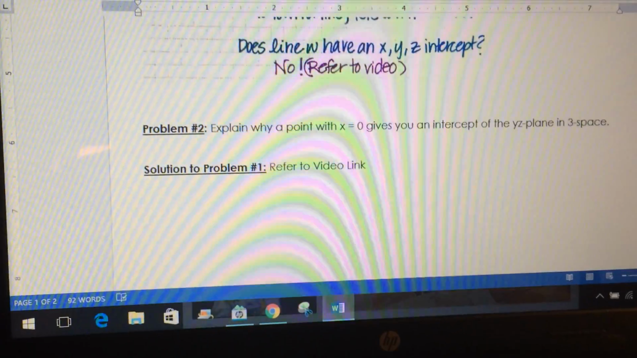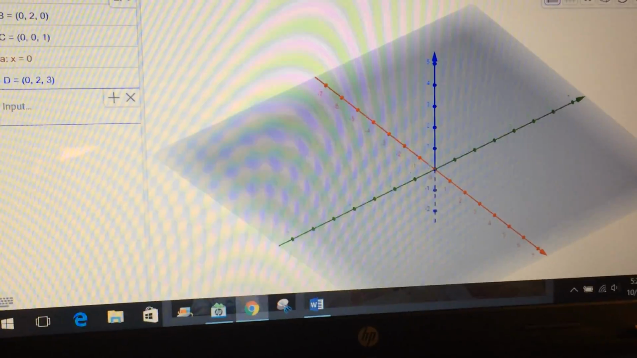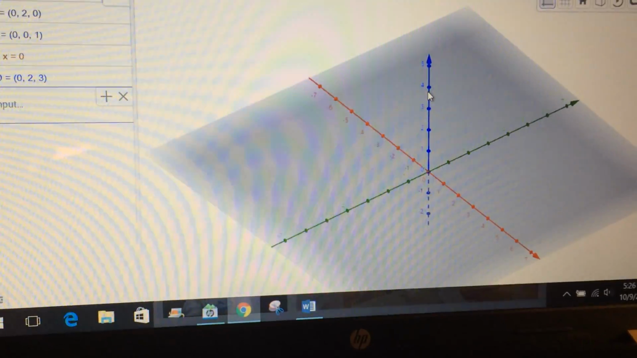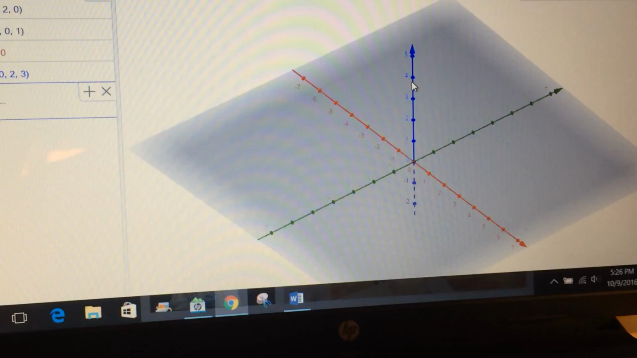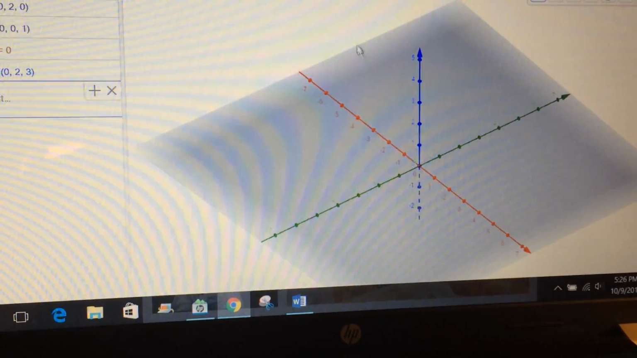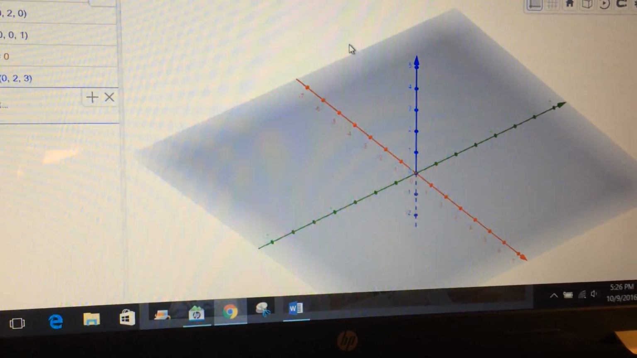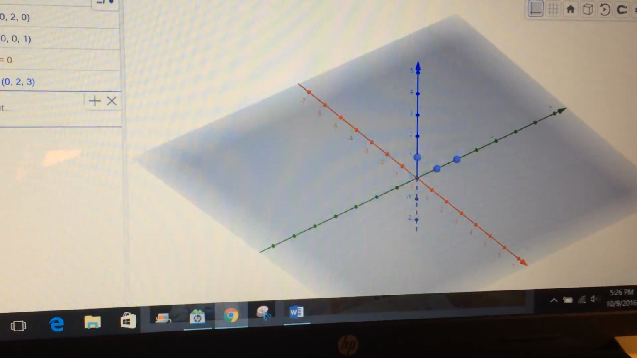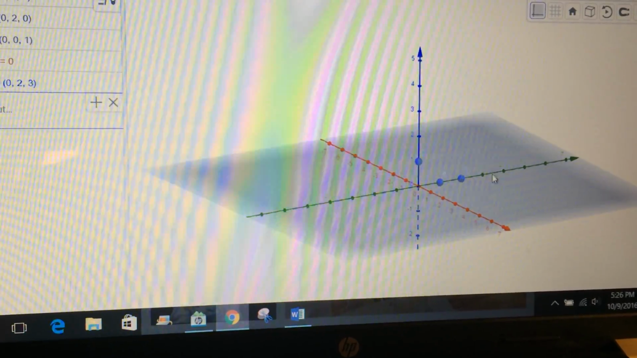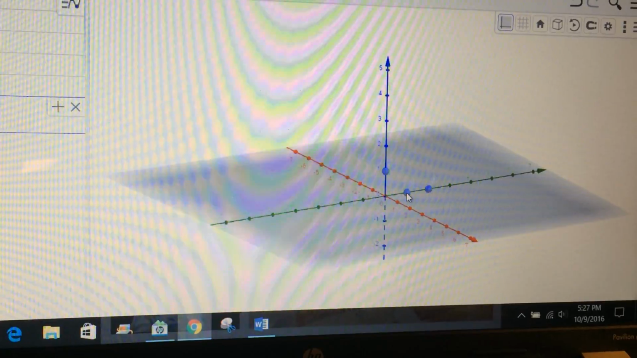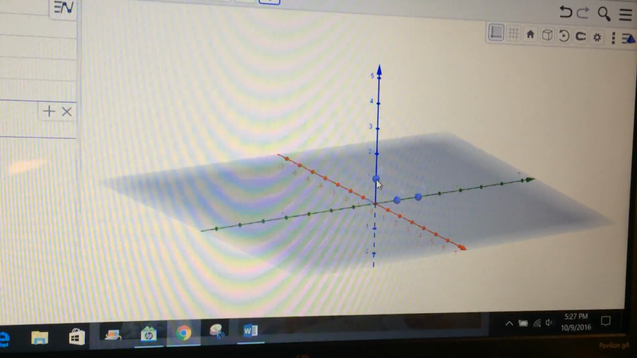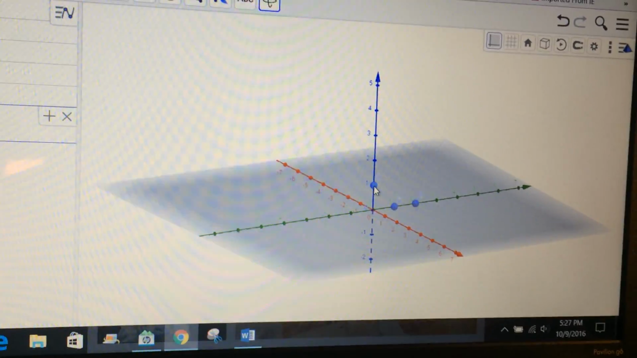So I'm going to switch over to GeoGebra to represent this. I've got just the standard XYZ plane shown, and because we're trying to investigate why we always get an intercept of a plane, I want to first create that plane. By definition, a plane is formed by 3 non-collinear points. So I chose 3 non-collinear points: point A is 0, 1, 0. Point B is 0, 2, 0. And then I chose point C to be off that line, and that is 0, 0, 1.